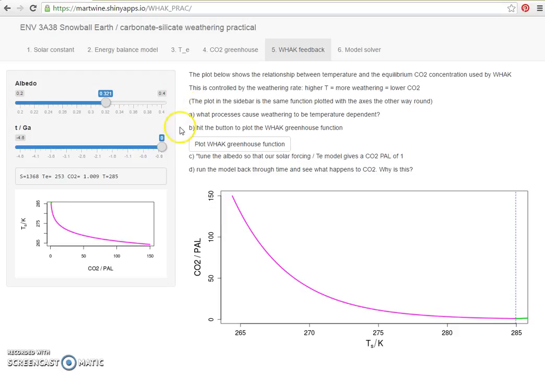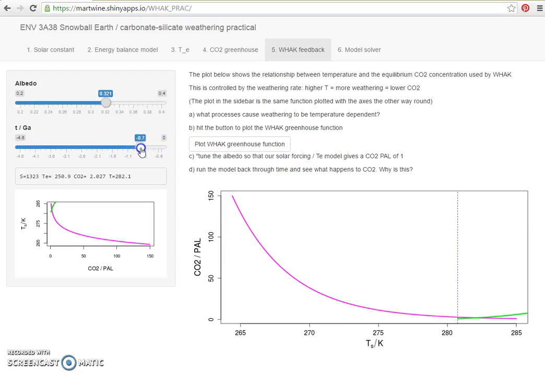What the students can then do, using this slider here, is effectively go back in time. If we pull time back to 500 million years ago, you can see that S, the solar constant, has decreased. So the amount of energy coming in has decreased, which means the weathering rate has also decreased, which means we find a new equilibrium between temperature and CO2.